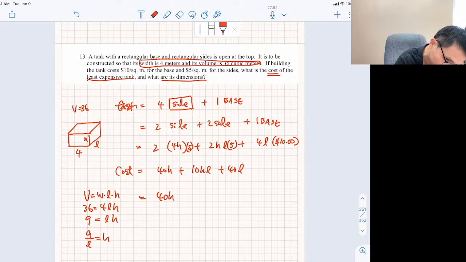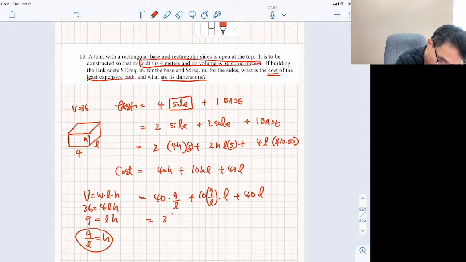So the cost will be 40 times H, which is 9 over L, plus 10 times 9 over L times L, plus 40L. I use this to reduce the variables. So I just get 360 over L plus 90, because L over L is 1, plus 40L.